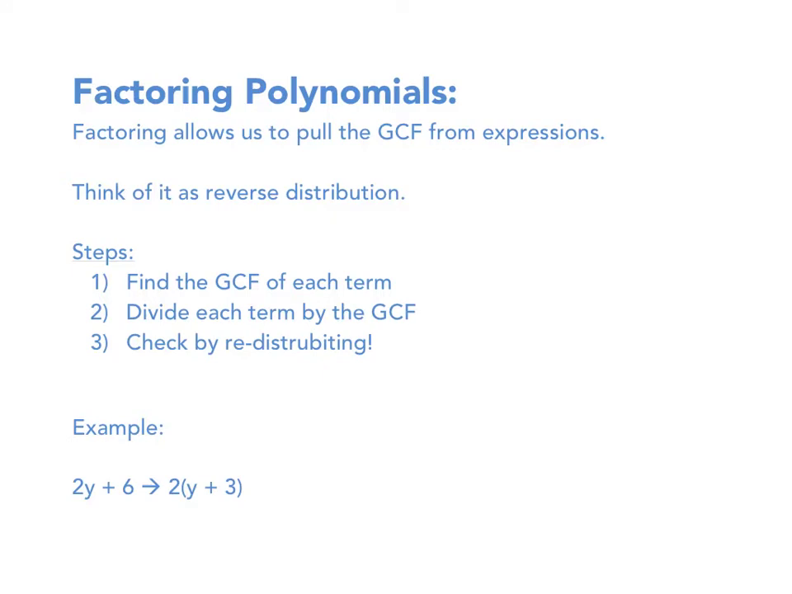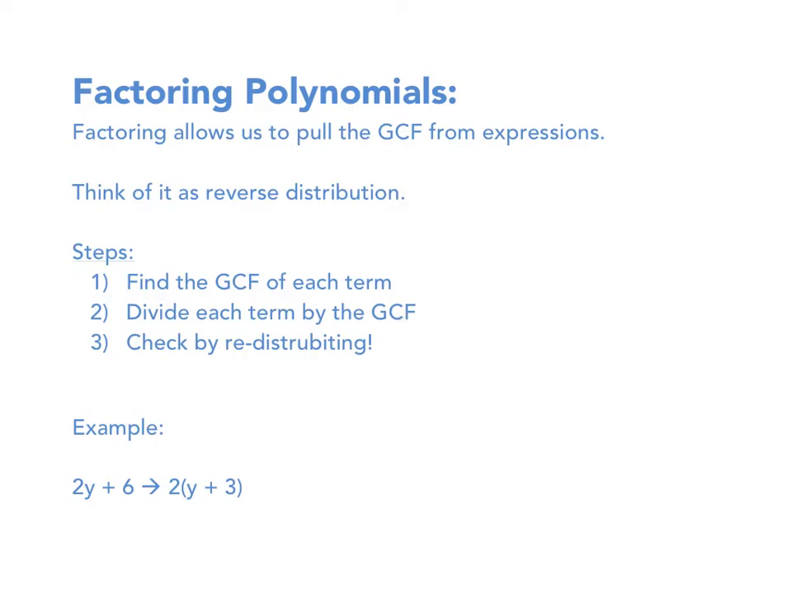So when we factor polynomials, factoring allows us to pull the greatest common factor, the GCF, from expressions. And I want you to think of it as reverse distribution. You know, distribution multiplies terms together and it combines them. Factoring is the opposite, where we're actually pulling out that term that you would multiply by. So the steps are to find the GCF of each term, then divide each of those terms by the GCF, and then you check by redistributing.